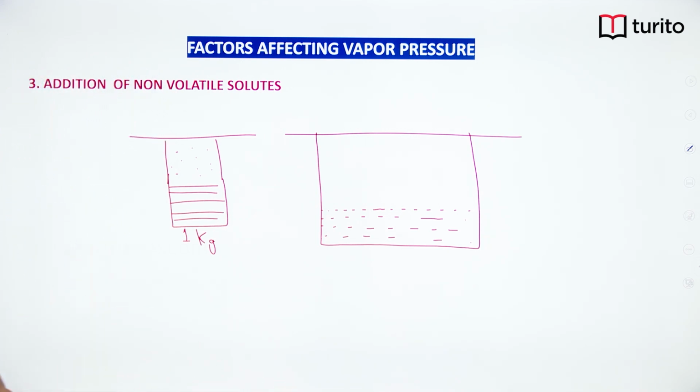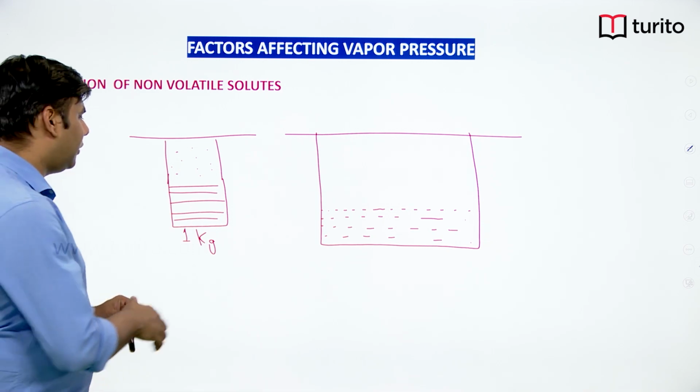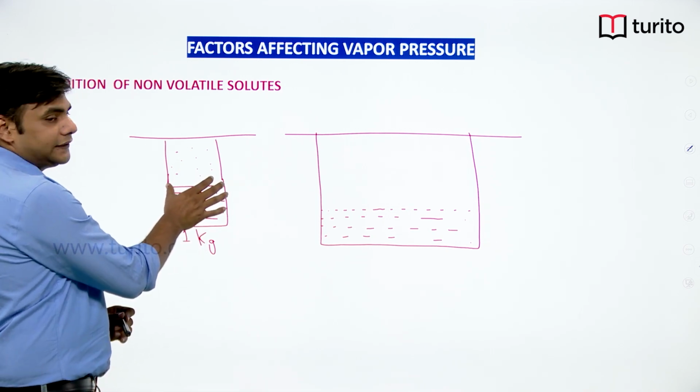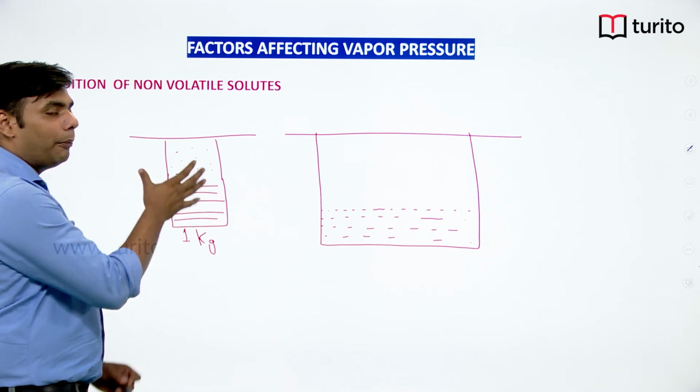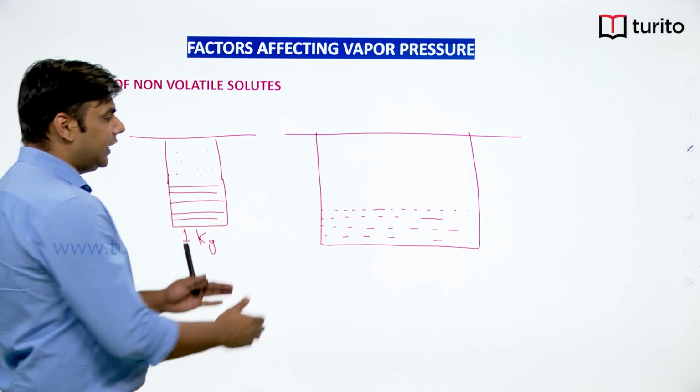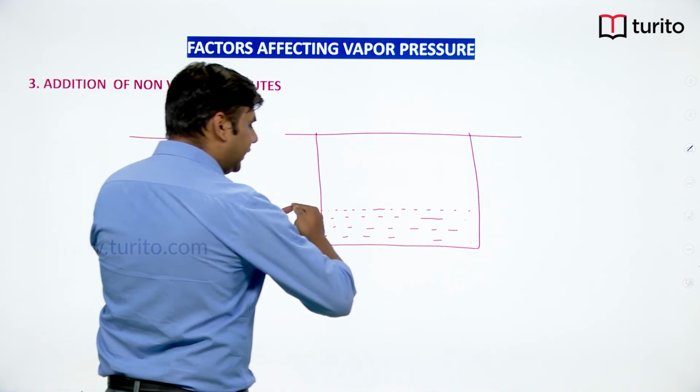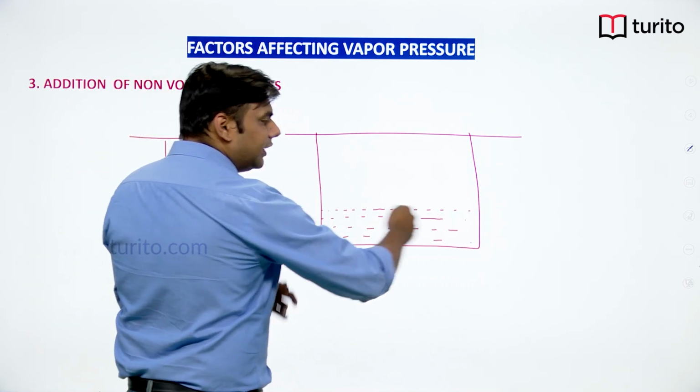Now the first thing that comes to our mind is that initially the surface area was less, because this was in a more compact cylinder. Now we have taken it in a big cylinder, so we can clearly say that the surface area increases.